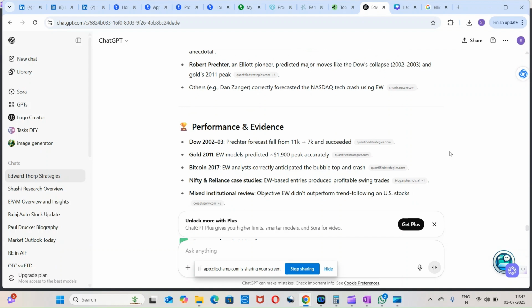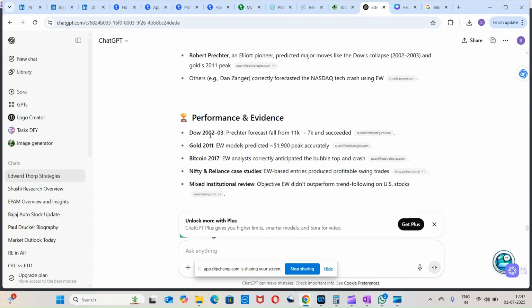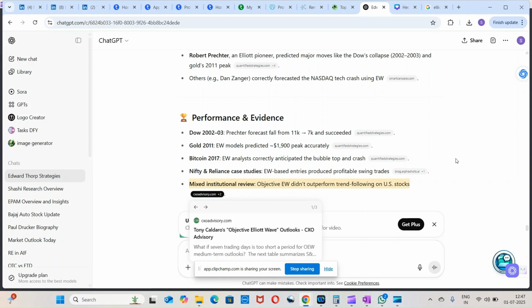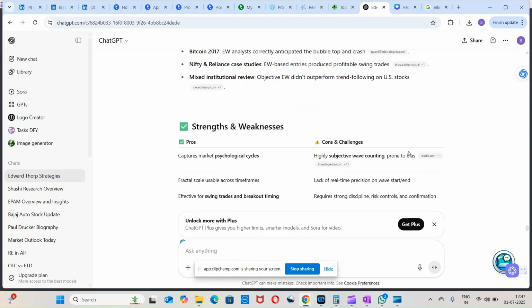Performance and evidence: Dow 2002-3, Prechter forecast it would fall from 11K to 7K, and it succeeded. Gold 2011, Elliott wave models predicted a $1,900 peak accurately. Bitcoin 2017, Elliott wave analysts correctly anticipated the bubble top and crash. In the Nifty and Reliance case studies, Elliott wave based entries produced profitable swing trades. In a mixed institutional review, objective Elliott waves didn't outperform trend following on US stocks.